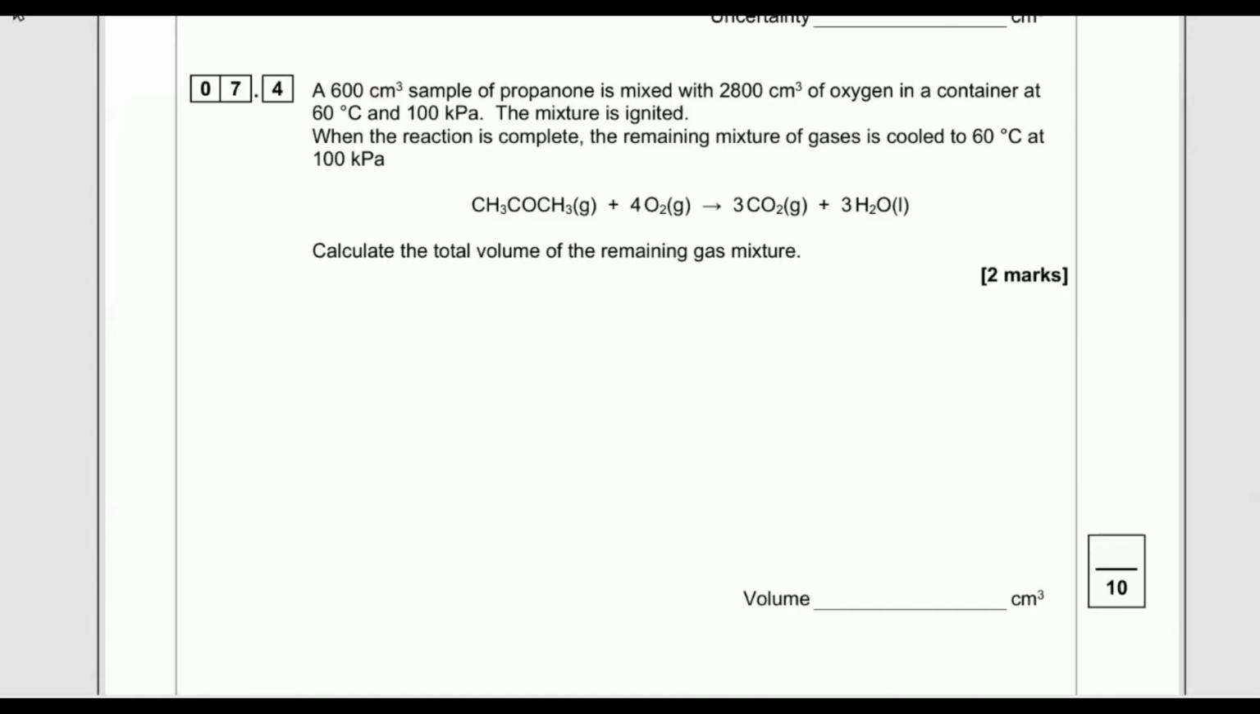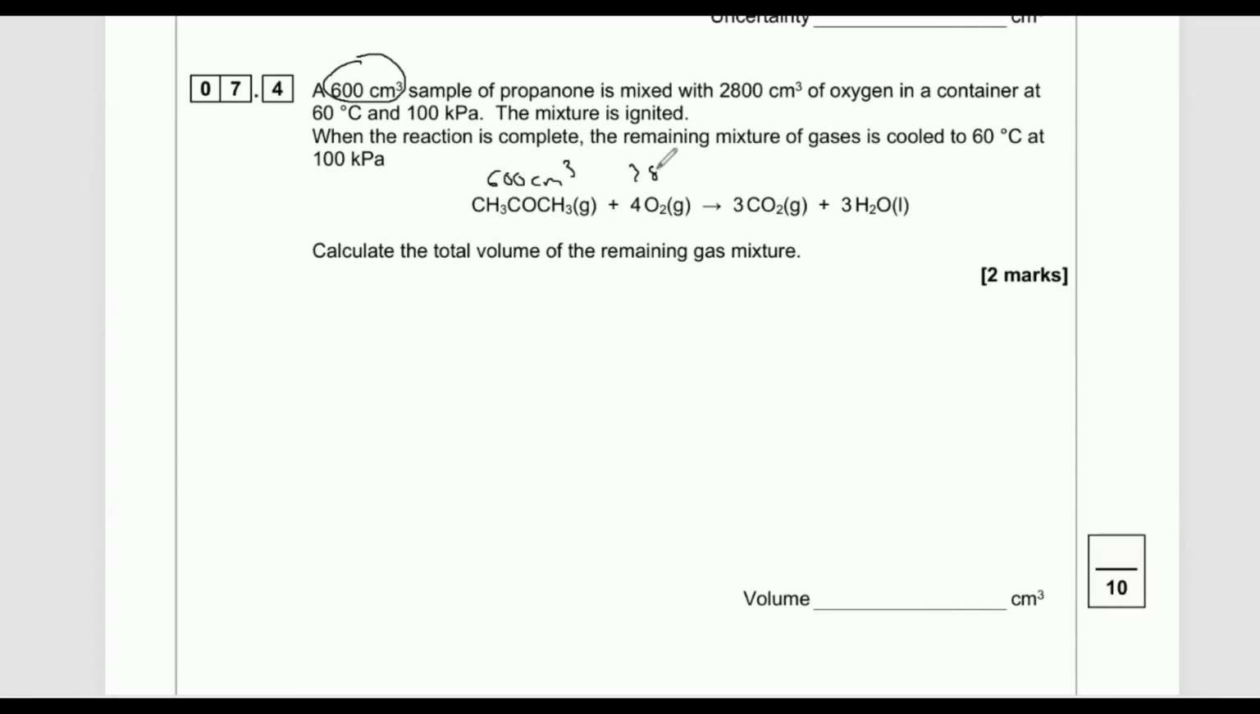600 centimeter cubed of propanone is mixed with 2,800 of oxygen in a container at 60 degrees and 100 kilopascals. The mixture is ignited. When the reaction is complete, the remaining mixture of gases is cooled back to 60 degrees at the same pressure of 100 kilopascals. And we have an equation here, which means we're going to use coefficients. So we got 600 centimeter cubed of propanone, and we got 2,800 centimeter cubed of oxygen. We don't know which one's in excess yet.